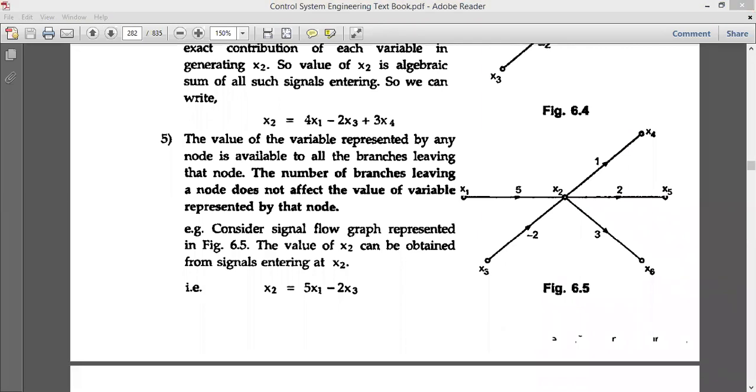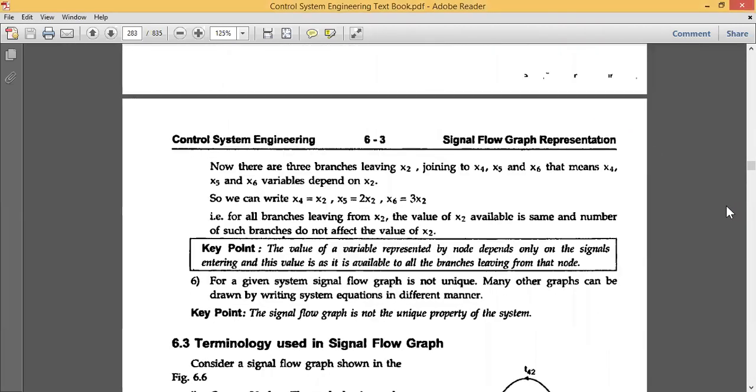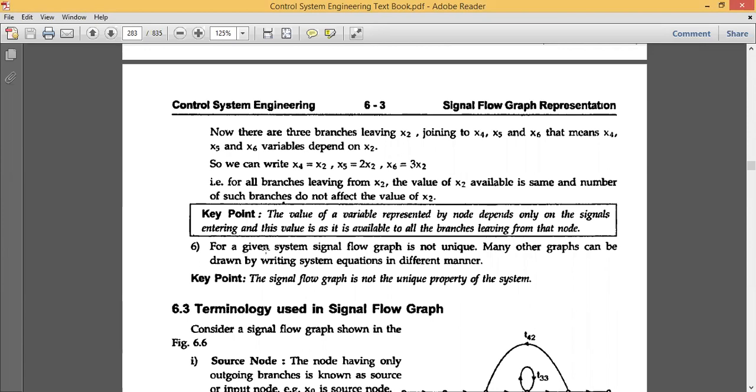So what is property number 6? Here is the last property of signal flow graph. It says that for a given system, the signal flow graph is not unique. Many other graphs can be drawn by writing the system equation in a different manner.